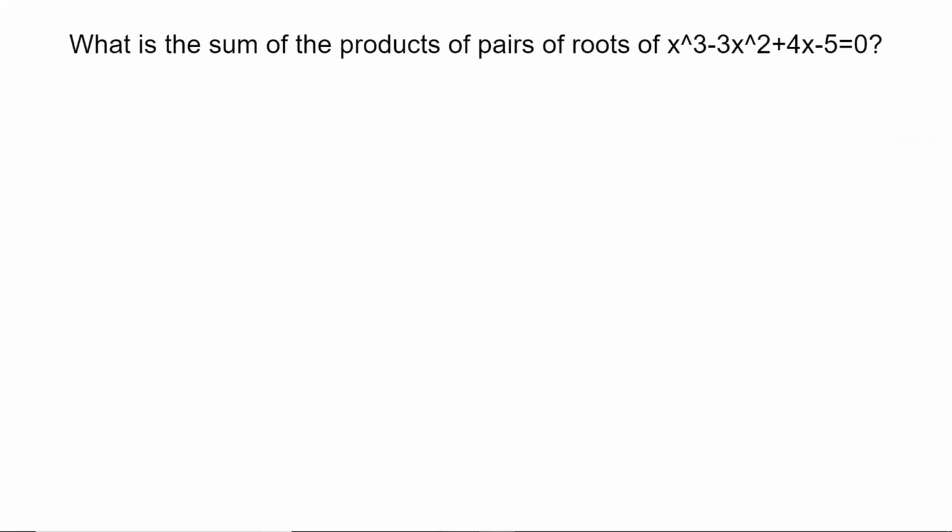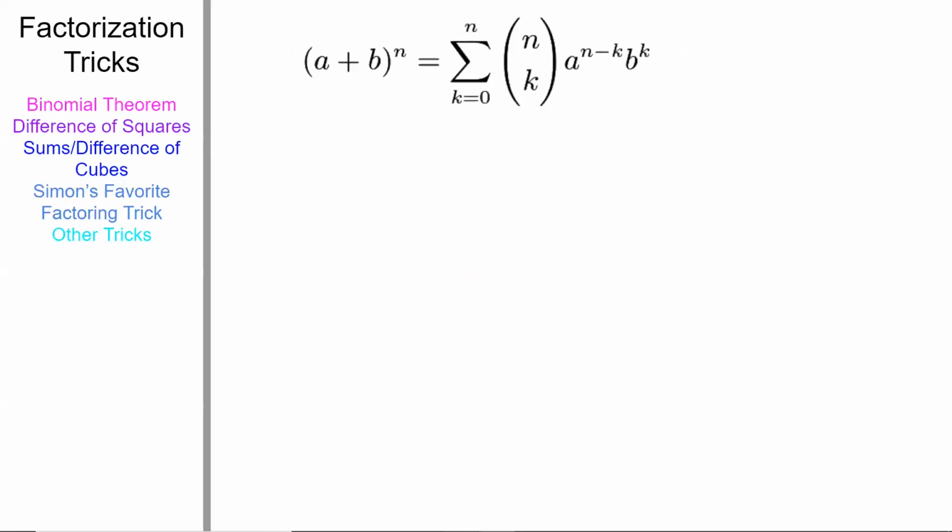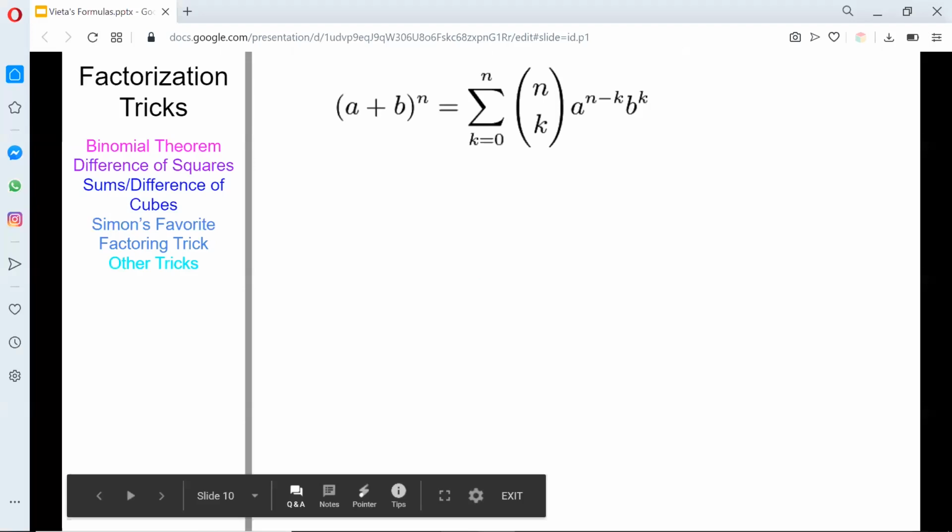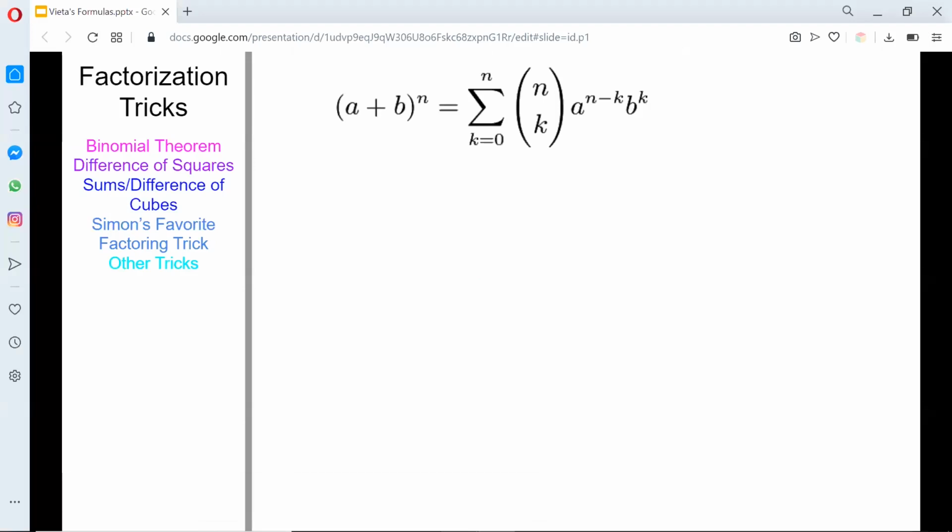The sum of the products of pairs of roots. Again, this is not really for quadratics, but it is true in general. This would be 4. And there's factorization tricks here. I'm just briefly running through these so that you guys can watch the YouTube video later.